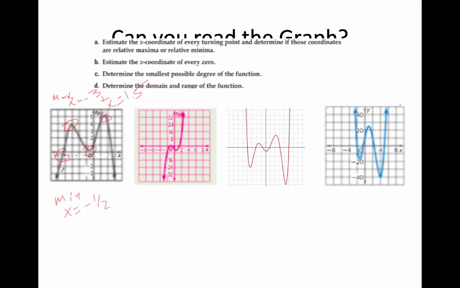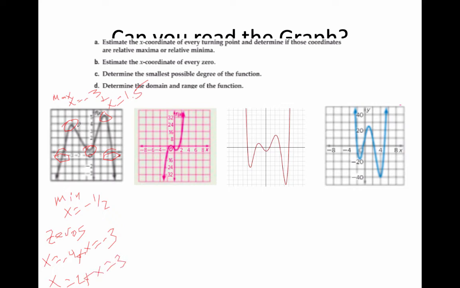Got zeros, if they want the zeros. I got 2 zeros there between -4, -3. Zeros between x equals -4, x equals -3. And then you've got zeros between x equals 2 and x equals 3. You know, there's the 2 zeros.